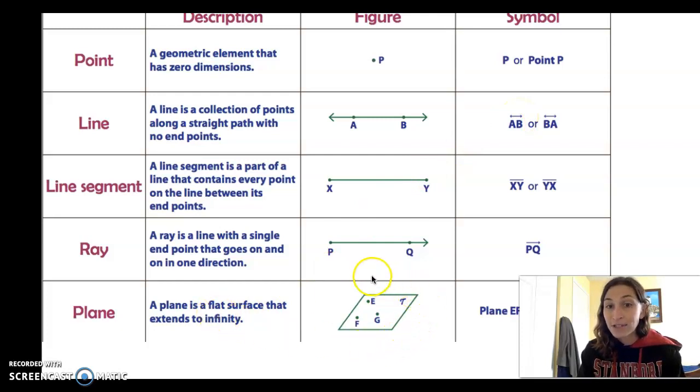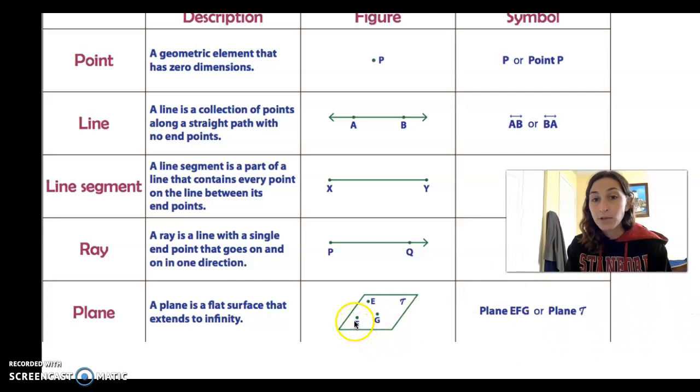Now a plane. It is a flat surface, okay? And it's always described by 3 points or by the italicized letter that is describing the plane. So I'm going to move myself up here. So the three non-coplanar points, I could say it's plane EFG, or I could just call it plane T because it's italicized, which tells us that is the name of the plane.